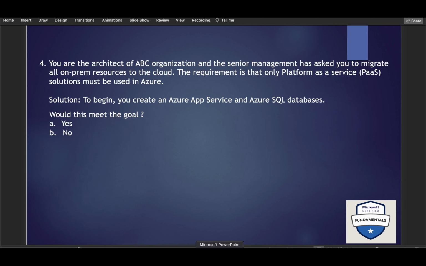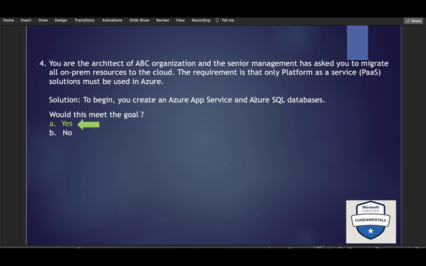Then question 4: you are the architect of ABC organization and the senior management has asked you to migrate all on-prem resources to the cloud. The requirement is that only platform as a service solutions must be used in Azure. The suggested solution is to create an Azure App Service and Azure SQL databases. Would this meet the goal? Remember that Azure App Service and Azure SQL databases are both platform as a service solutions. So yes, definitely this will meet the goal.